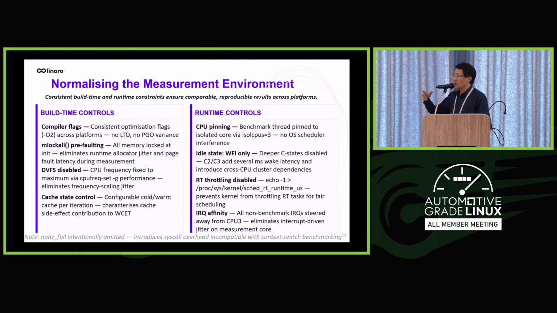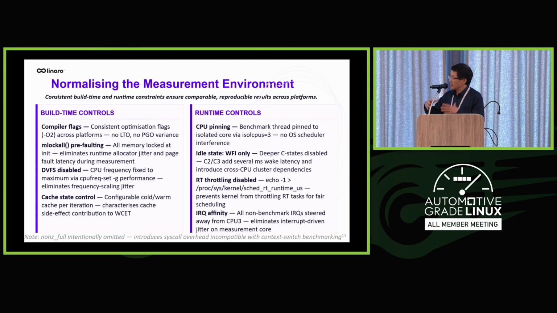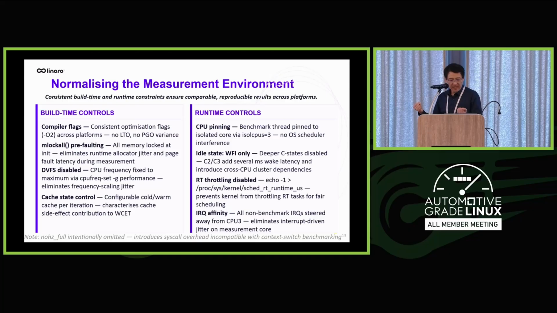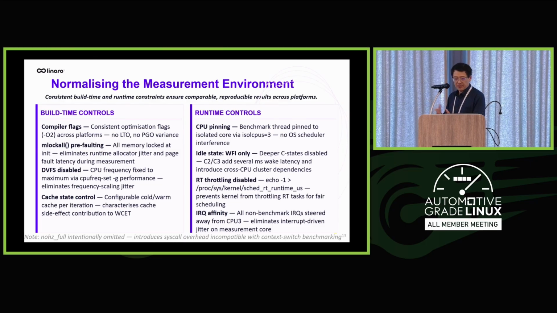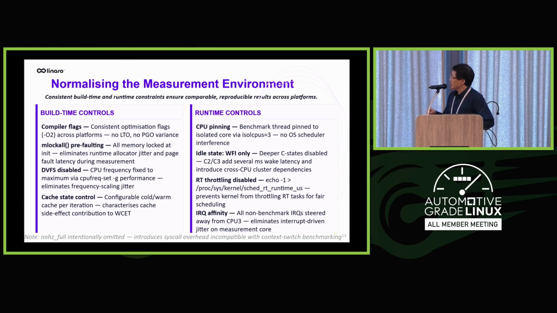We want to normalize build time and runtime, essentially to build a comparable environment. Build time control is things like compile flags and memory lock call, and also disabling runtime voltage and frequency scaling, etc. And the runtime control such as CPU pinning and IRQ affinity, etc. And also RT throttling.